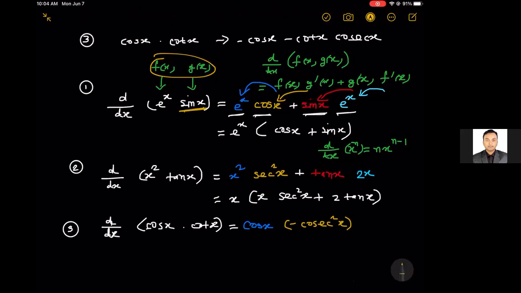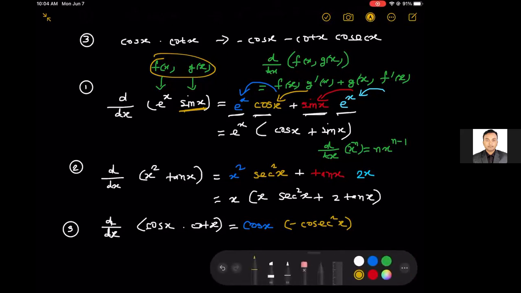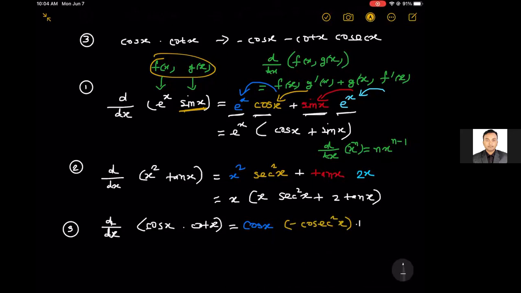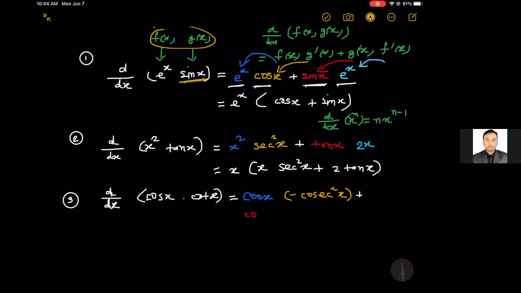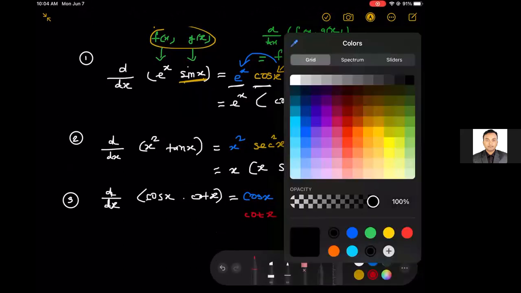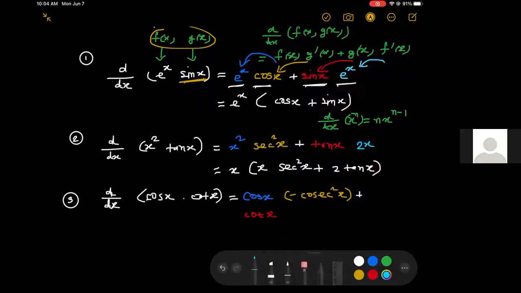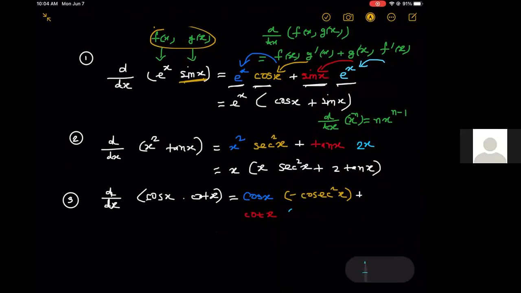All right, and if we keep the cotangent x, what's the derivative of cosine x? Sine x. No, the derivative of cosine x is not sine x. Negative sine x. Very good. Sorry, negative sine x. No problem.